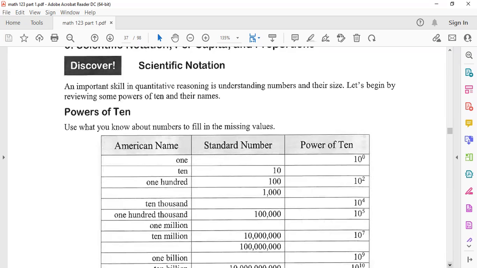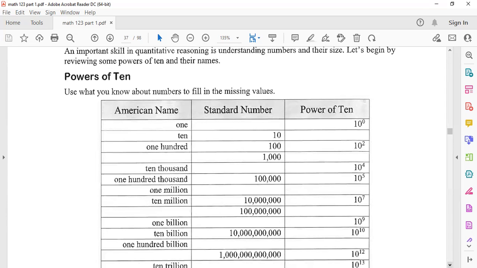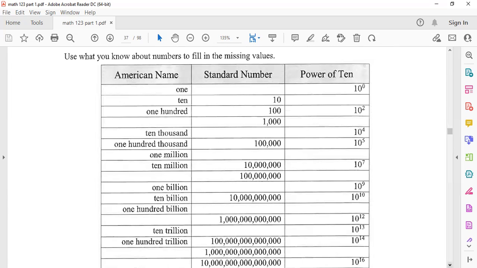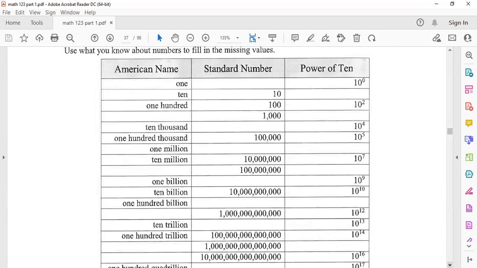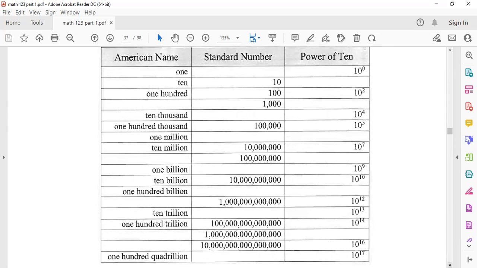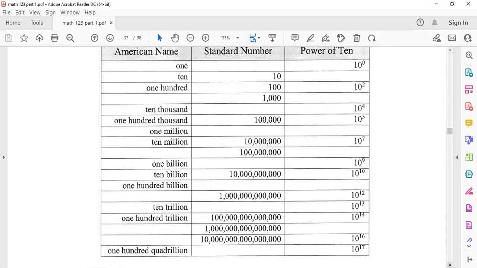So you're going to fill in this chart and follow the pattern here. Also, if you look at the place value chart that I gave you, that may be helpful also. So we see that, for instance, trillion is 10 to the 12th, billion is 10 to the 9th.